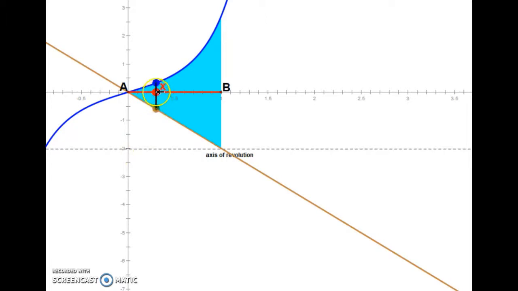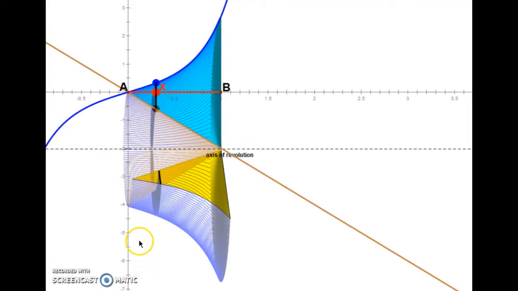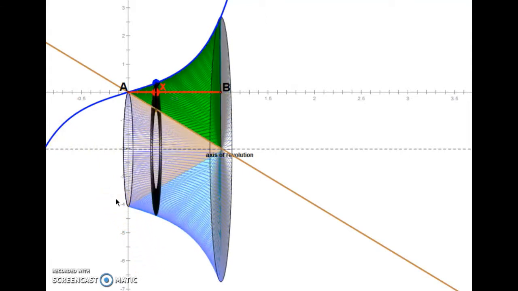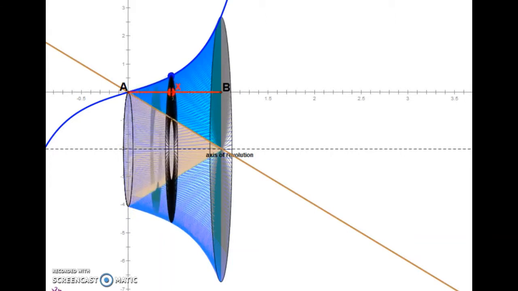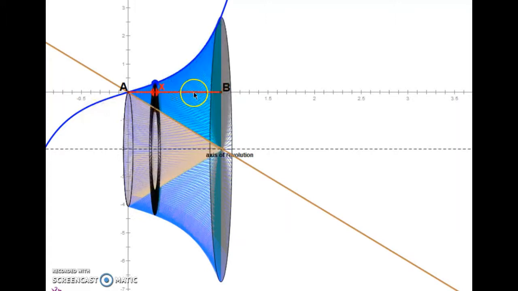And the black line here represents our representative rectangle. And what we're going to do is take the shaded blue region from 0 to 1 and spin it around the axis of revolution. So when we take that and we revolve it around, you can see the shape it makes here. And highlighted in black, we have a representative disk. And we can sweep that disk back and forth, showing how that disk changes as we move to the right.